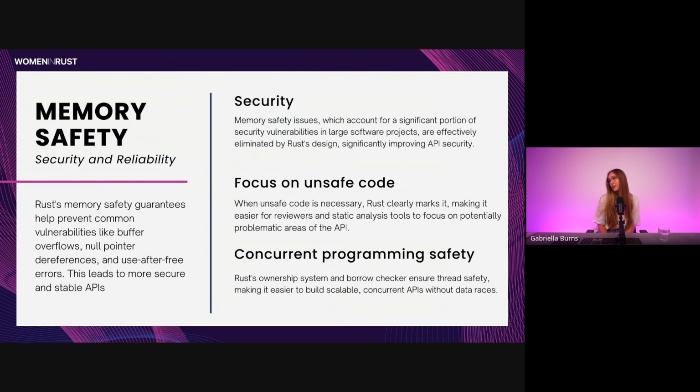So then there's a focus on unsafe code. When it's necessary, Rust clearly marks it, making it easier for reviewers and static analysis tools to focus on potentially problematic areas of the API. Finally, we have concurrent programming safety. Rust's ownership system and borrow checker ensures thread safety, which makes it easier to build scalable concurrent APIs without data races.